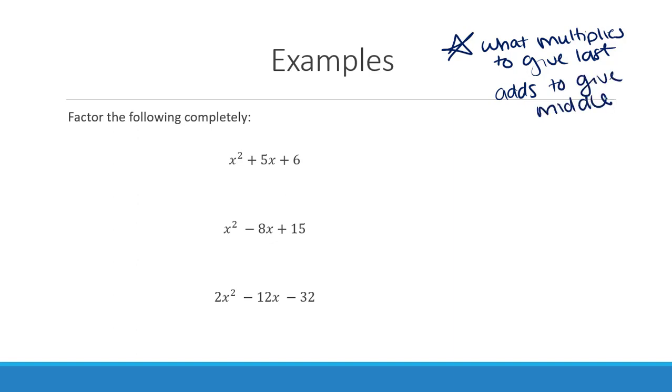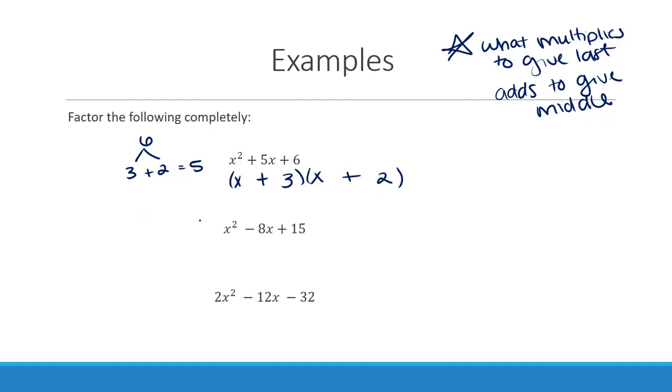So I always like to come over to the side and say, okay, I'm looking for two numbers that multiply to give me 6, but when I add them together, it should add to give me 5. Well, lo and behold, positive 3 and 2 multiply to give you 6, and add to give you 5. So we draw our two sets of parentheses. Now what comes first? x times x gives you x squared, and then positive 3 and positive 2.